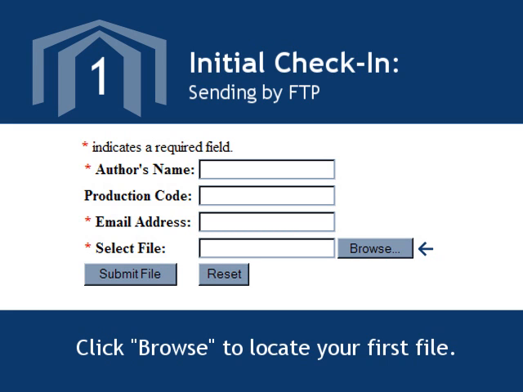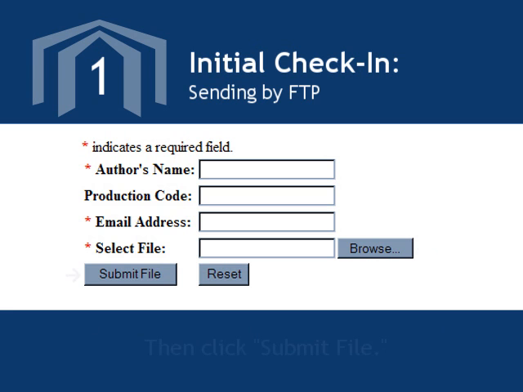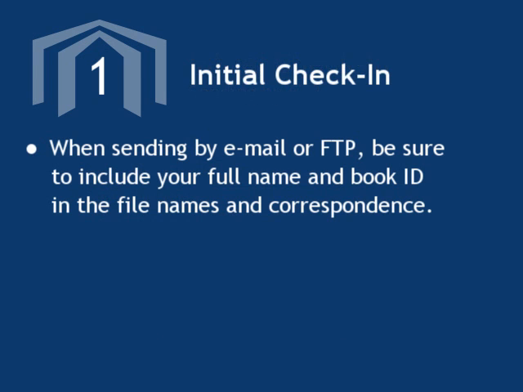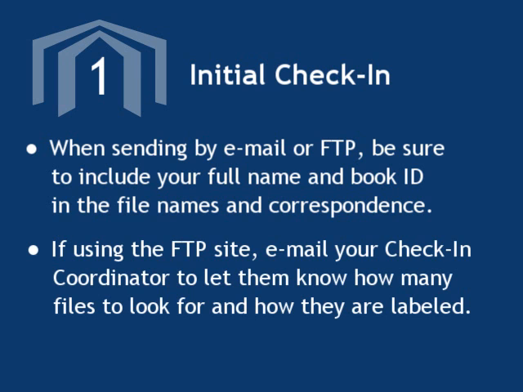After you have selected the first file to upload, click the Submit File button. You'll need to do this with each of your files. When emailing or uploading files, it is a good idea to include your full name and book ID number in the file names and any correspondence. After you've uploaded files at the AuthorHouse FTP site, please email your check-in coordinator to let them know how many files to look for and how they are labeled.